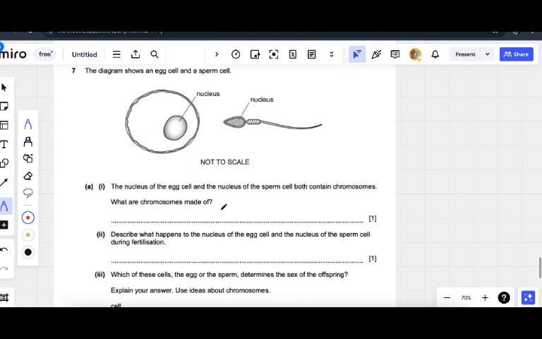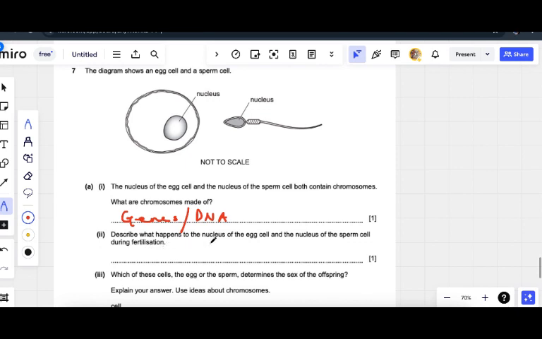Now, what are chromosomes made of? What do we use in making chromosomes? Chromosomes are made up of DNA, right? Chromosomes are made up of genes, which are made up of DNA. DNA is the smallest unit of a gene. So we'll just put that and get the 1 mark.